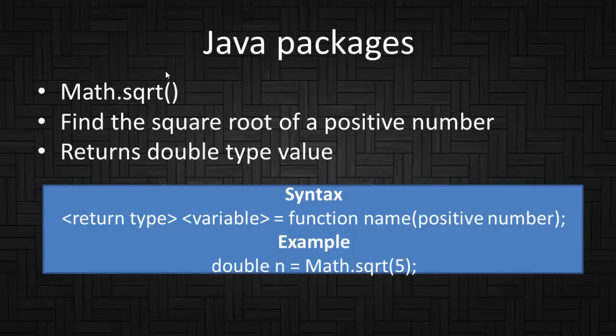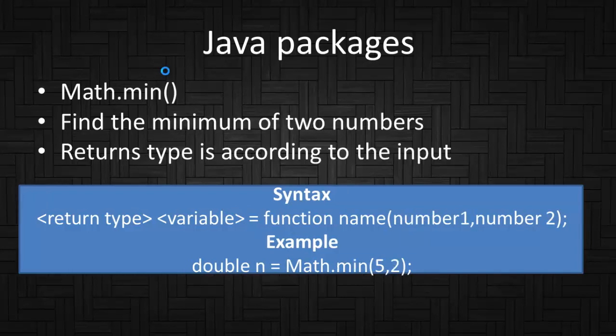Now coming to the Java package, the first one is Math.sqrt. It finds the square root of a positive number. So you'll have to give the return data type, variable name, function name, and any positive number. Example is n equal to Math.sqrt of 5. Math.min finds the minimum of the two given numbers. So here I've given n is equal to Math.min of 5 comma 2. It returns the value 2.